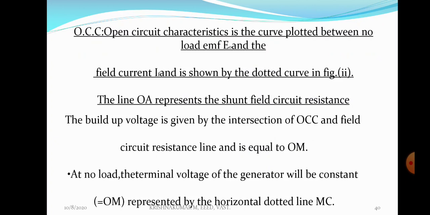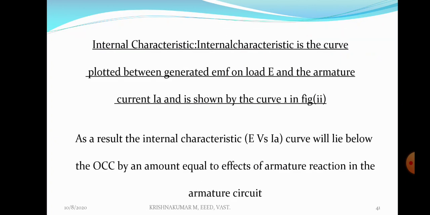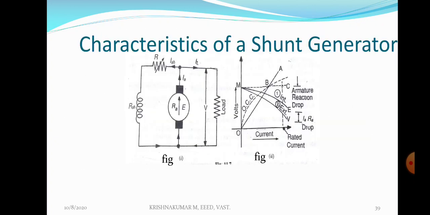Okay, then what are the other things that we are getting from these three curves of a DC shunt generator? So consider the next slide. Internal characteristics, that means curve number 1. Internal characteristics is the curve plotted between generated EMF on load condition E and the armature current IA, shown by curve 1 in figure 2. That means internal characteristics is the curve between E versus IA.